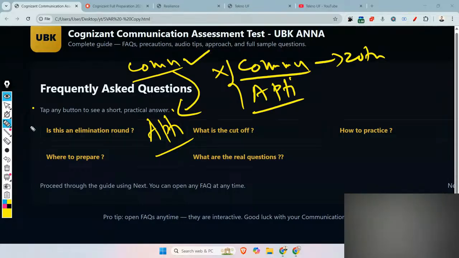And the next question is, what is the cutoff marks? So let me discuss that. What is the cutoff marks?